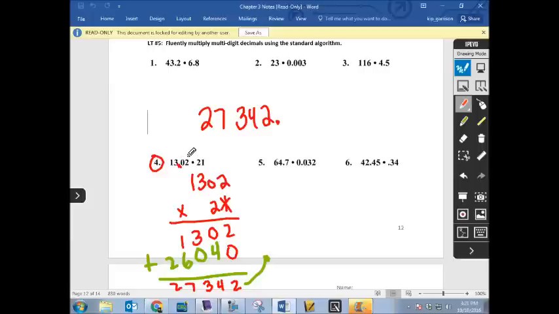We've now got to figure out how many numbers to the right of the decimal we have. That would be 1, 2. Okay, I'm going to move it over 1, 2. So 273 and 42 hundredths.